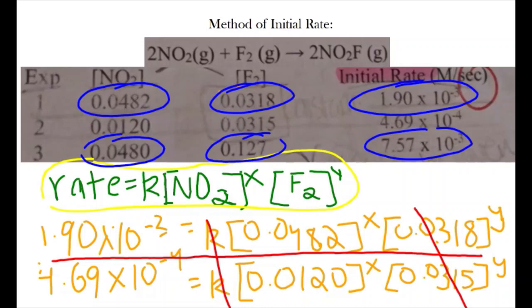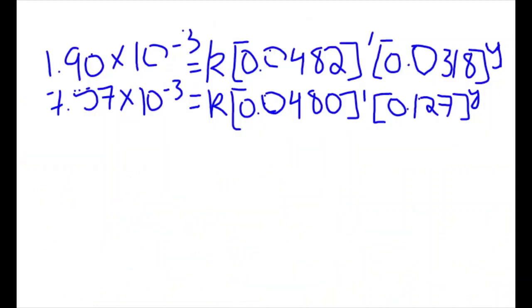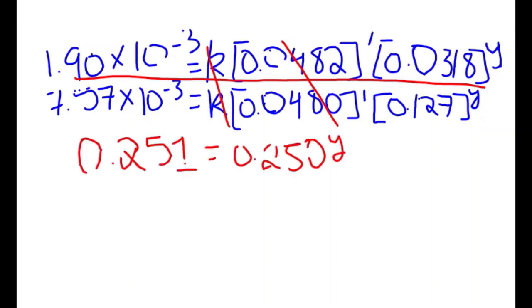Now we look at NO2 values that are close to each other, and we see that they are 0.0482 and 0.0480. Looking at the corresponding data, we can get the equations, written here in blue. Note the concentrations of NO2 are to the power of 1, because we already know that it is first order. Again, we divide and cancel out similar numbers, getting 0.251 equals 0.250 to the power of y. Again, y will become 1, meaning that it is first order with respect to F2.